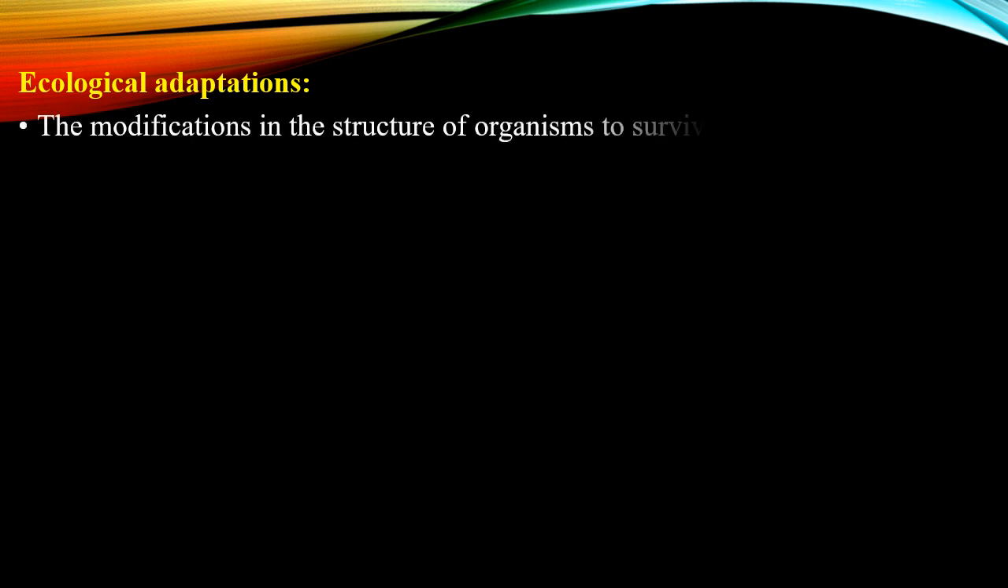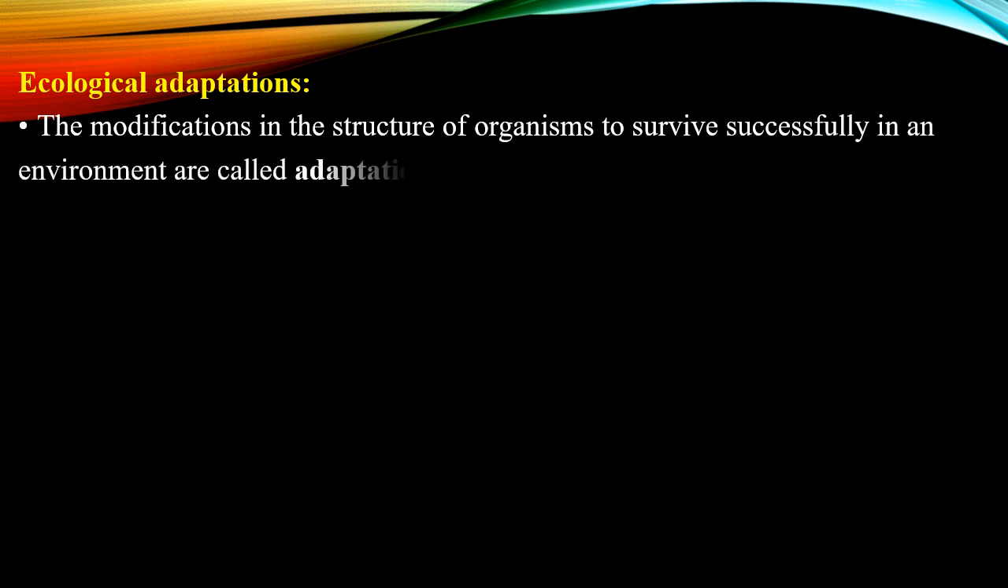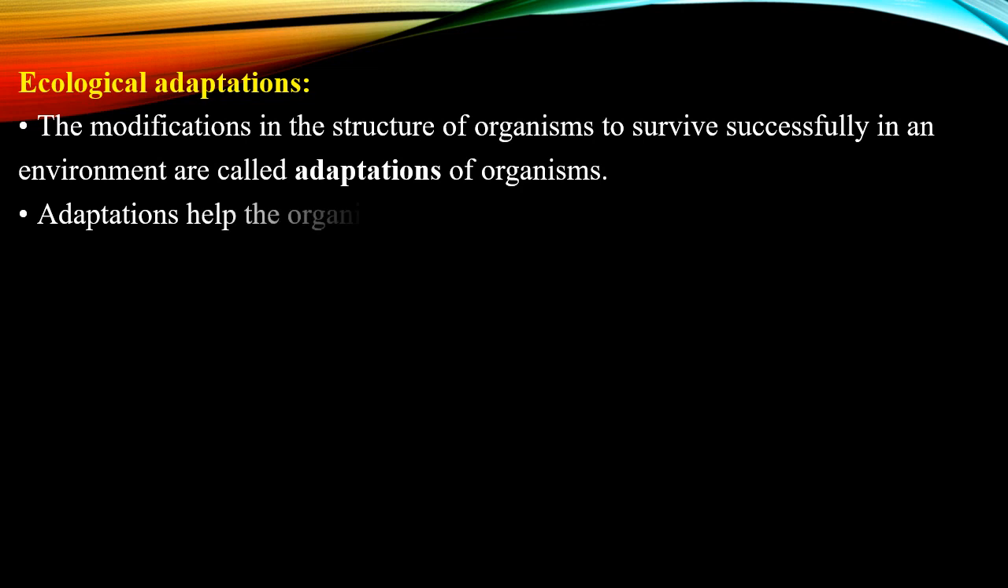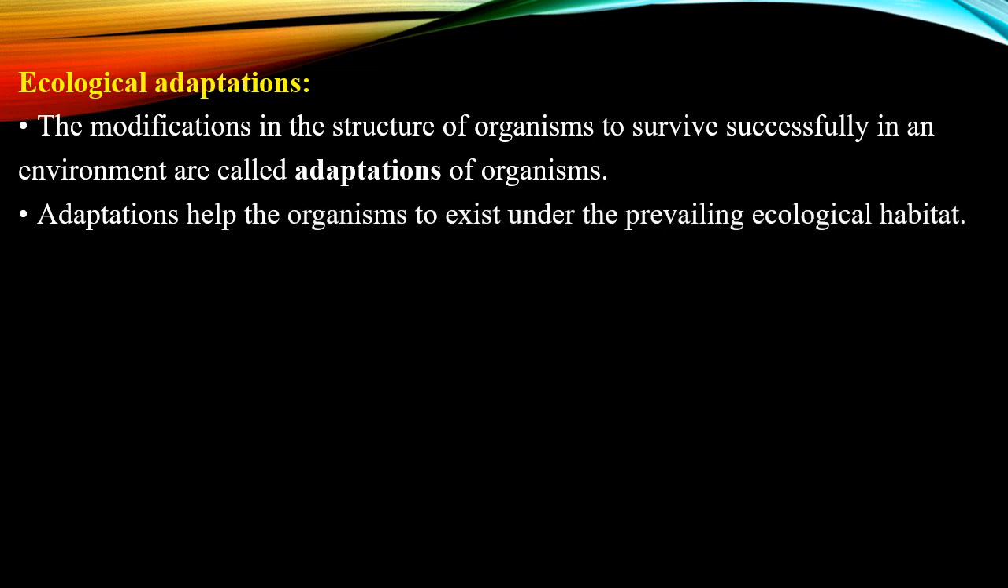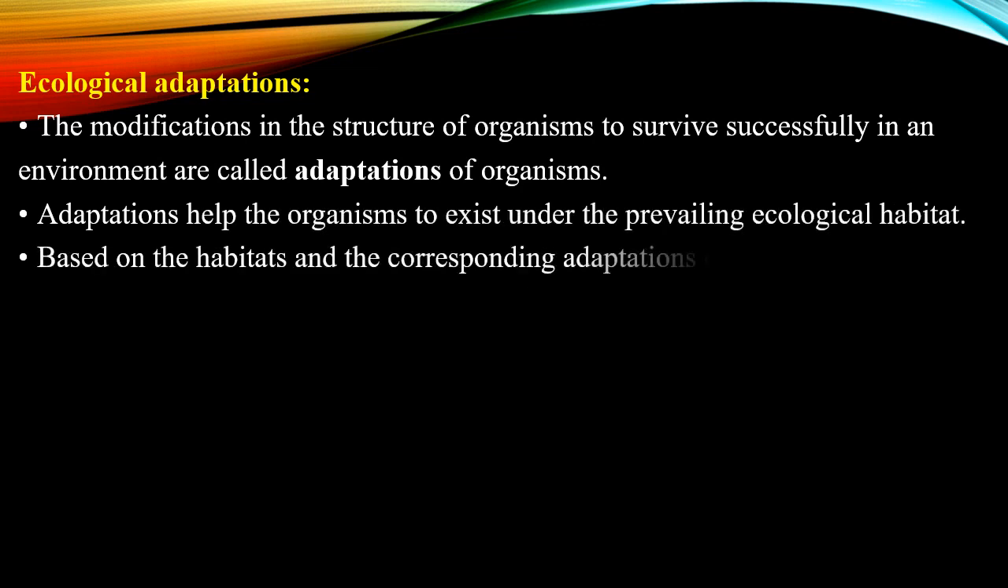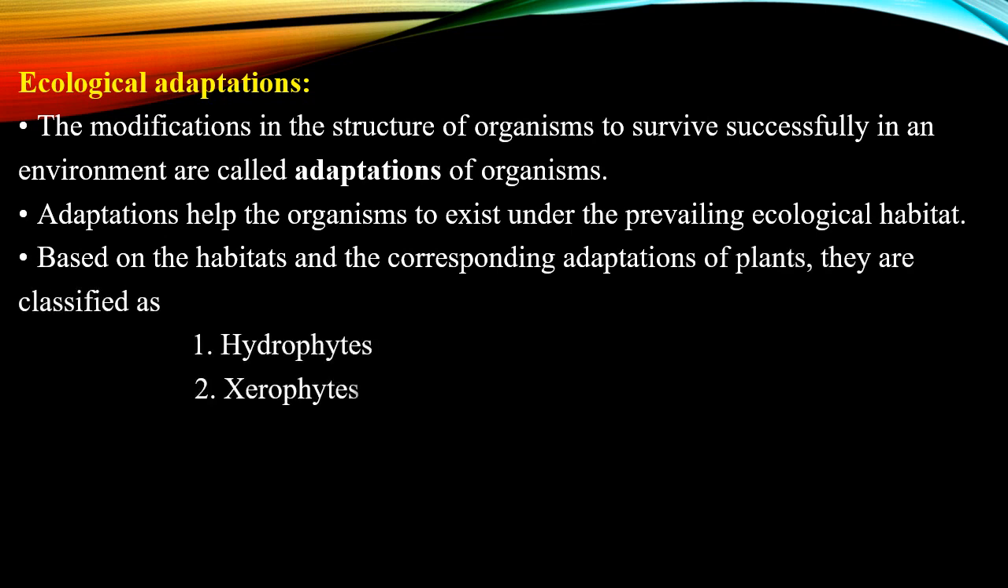What is ecological adaptation? The modifications in the structure of organisms to survive successfully in an environment are called adaptations of organisms. The adaptation helps the organisms to exist under the prevailing ecological habitat. Based on the habitat and the corresponding adaptations, plants are classified as hydrophytes, xerophytes, mesophytes, epiphytes and halophytes.